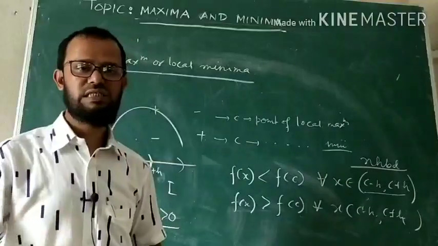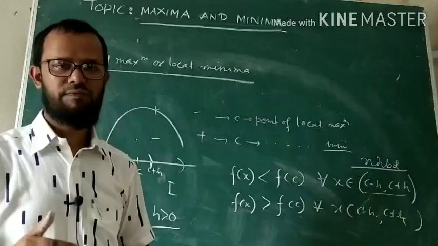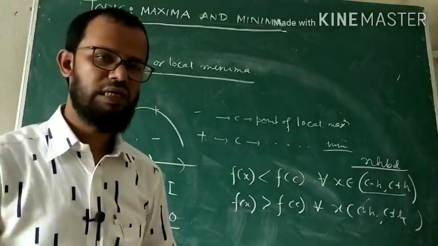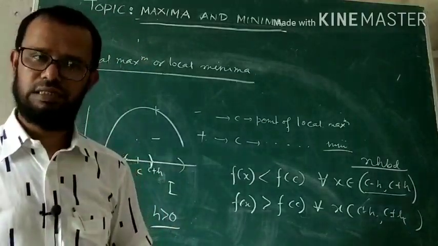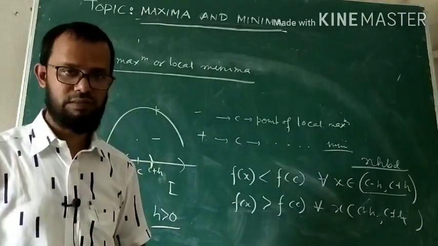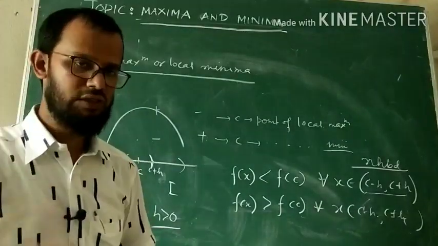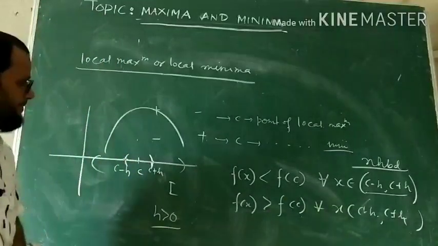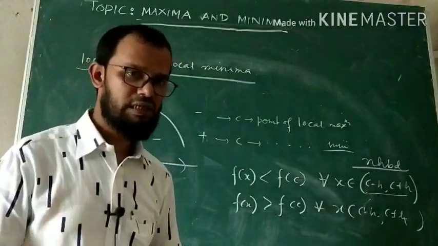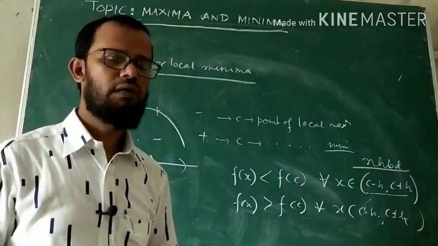And if f dash x never changes sign when x crosses the point from left to right, it was positive and remains positive, or it was negative and remains negative, then the point is neither a maxima nor a minima, and this point is called a point of inflection. The points where you get maxima or minima are called critical points, or stationary points. So this is what we discussed about the first order derivative. In the next class I will discuss the second order derivative, which is more applicable in solving problems.